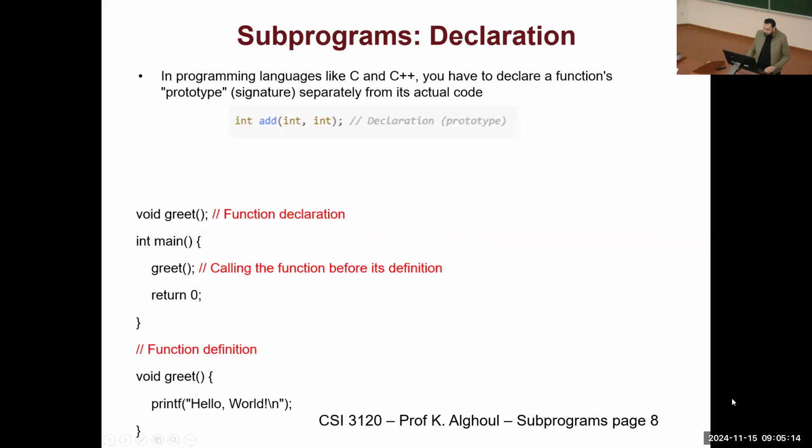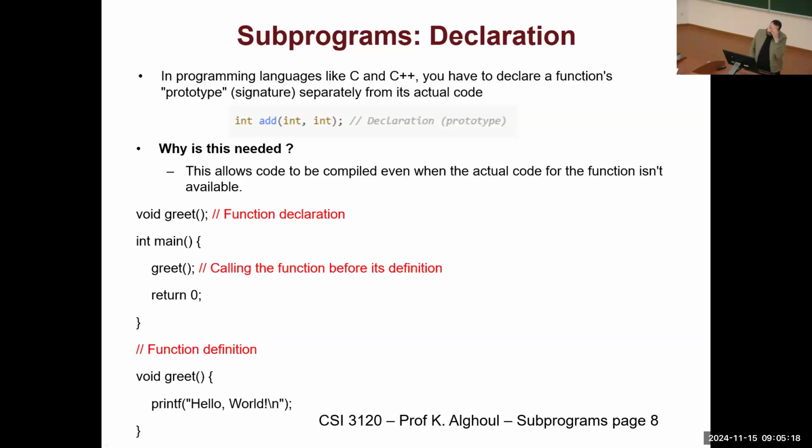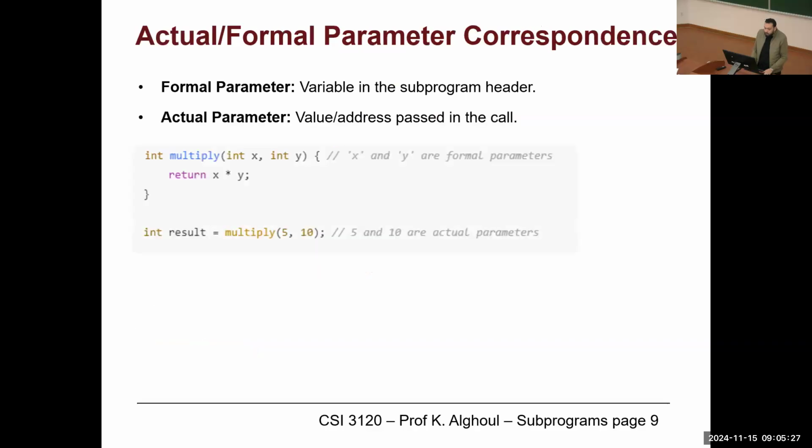So let's go back here. So why is this needed? This allows the code to be compiled even when the actual code for the function isn't available, for example. Just like helping the compiler know how to navigate through the code.